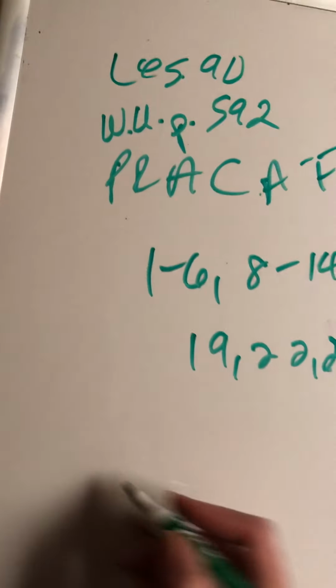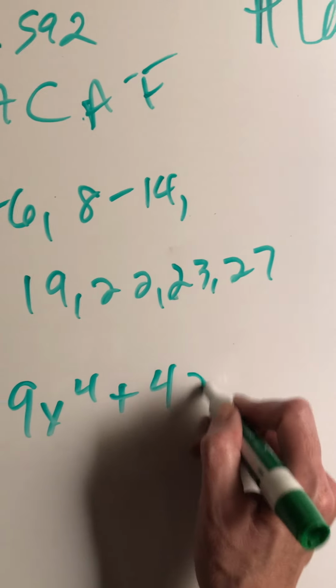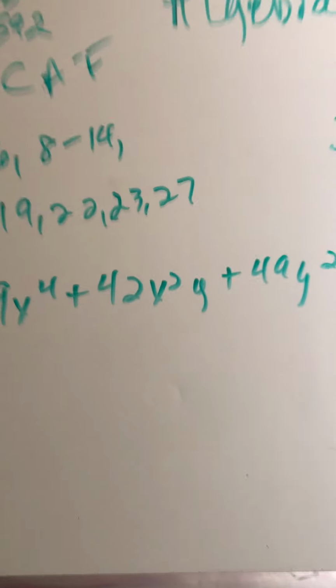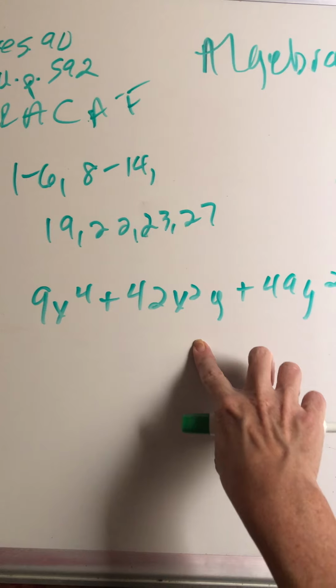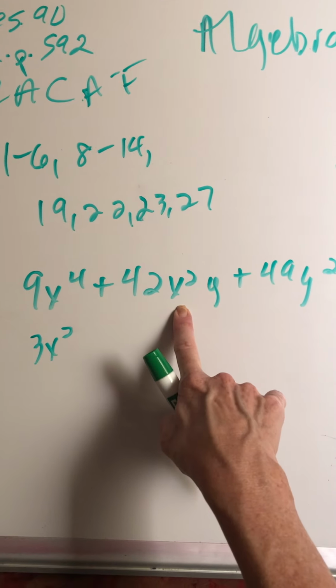Then 5 and 6 are both perfect square trinomials. 9x to the 4th plus 42x squared y plus 49y squared. It's weird because you've got the x squared and the y, but if you look at the square root, that's 3x squared, so that's where you're going to get your x squared from.